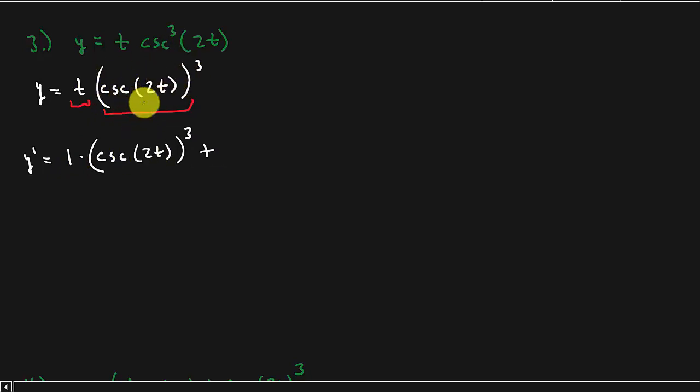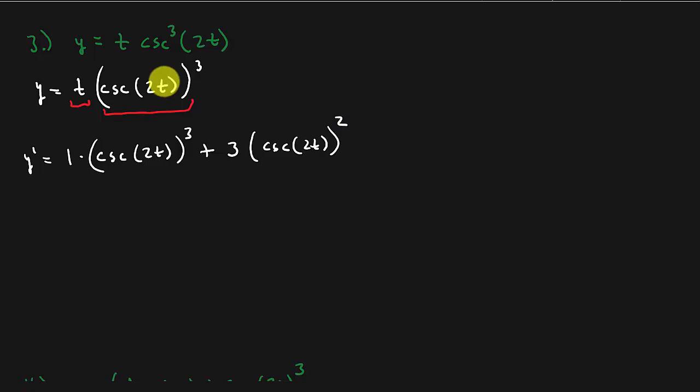Okay, so we're doing the product rule, derivative of the first, which is 1, times the second function, plus the derivative of the second function. Now, I'm taking the derivative of all of this right here. Cosecant 2t cubed. That's chain rule. So the 3 comes down, and then that's cosecant 2t squared, right? The 3 comes down, subtract 1. And then it's times what? Times the derivative of what's inside the parentheses.